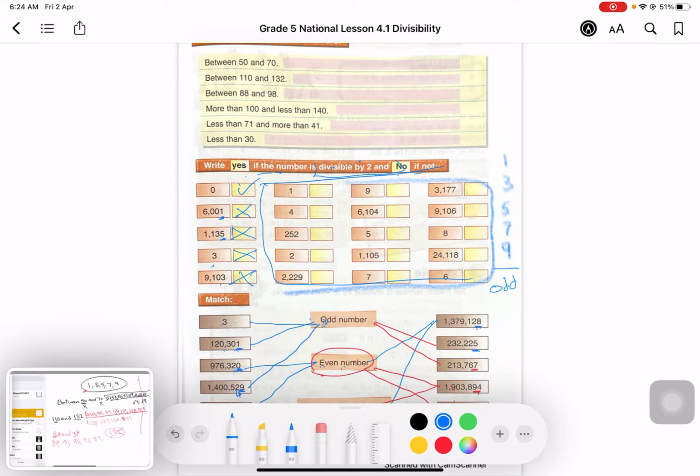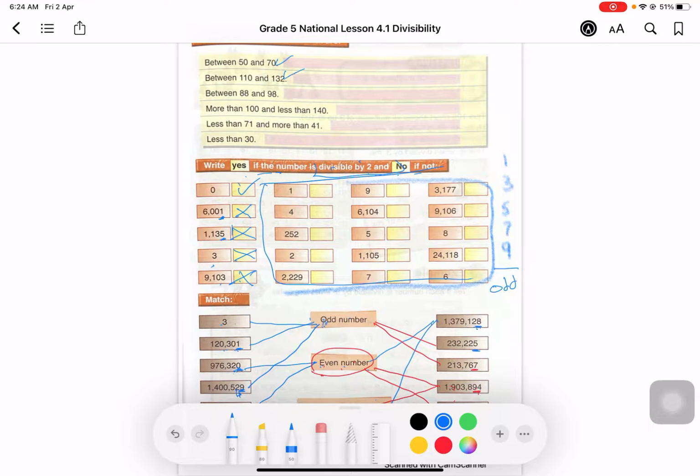If you come here, we solve this one and this one and this one. So more than 100 and less than 140. Maybe they will not fit here, your numbers, so you need to write in small handwriting. Less than 71 and more than 41. When they say less than 71 and more than 41, I will start with 41. More than 41. And they said what? Odd numbers. 41 is odd, and I will not write it. 42 is even.